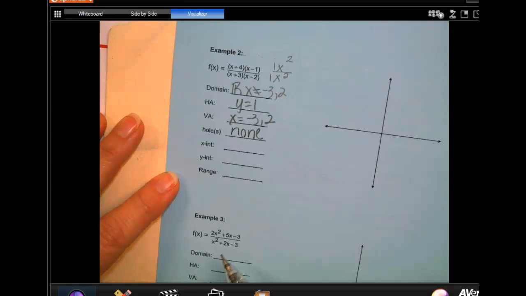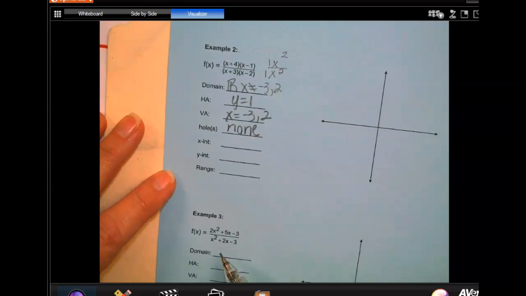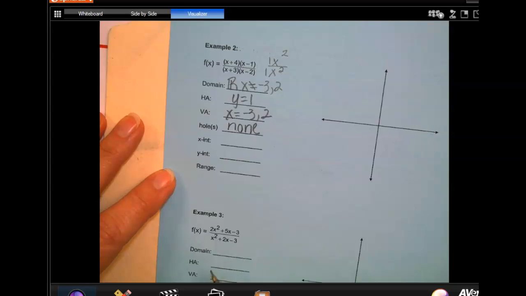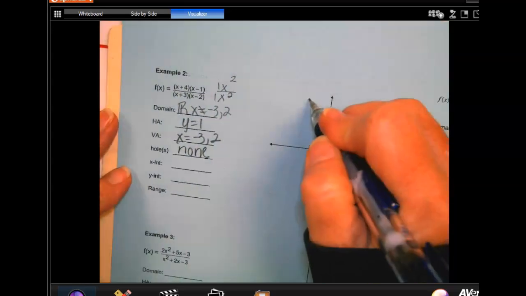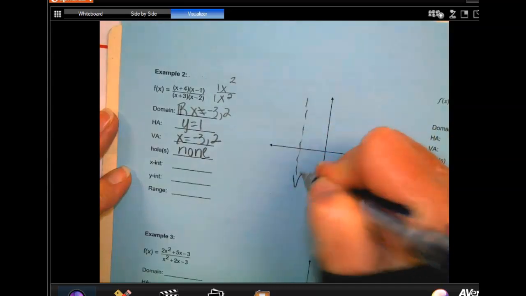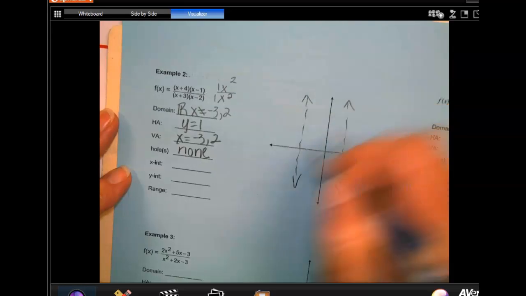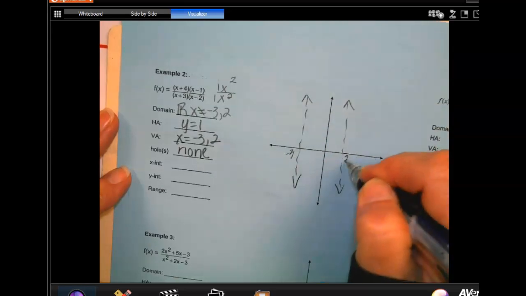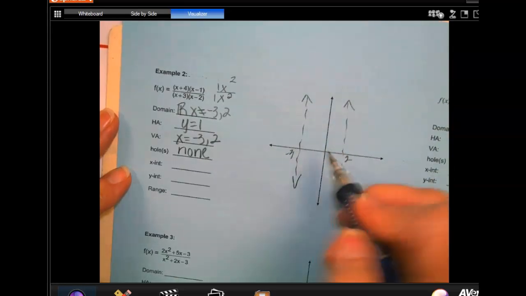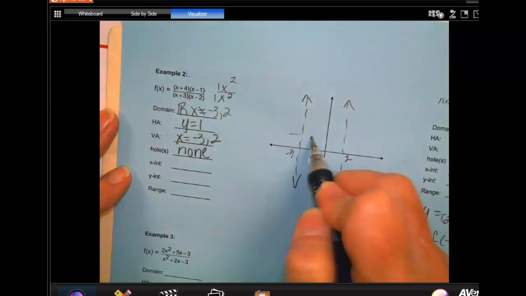Look at number 3, y'all. X squared over x squared, tied. So what's the asymptote on that one? 2. Okay? So can we go ahead and dot in the negative 3 asymptote, and we're going to dot in the 2. So this was negative 3, this was 2. The y equals 1 is here.